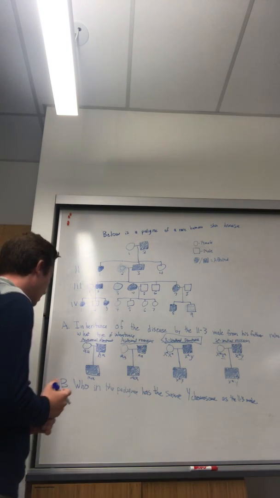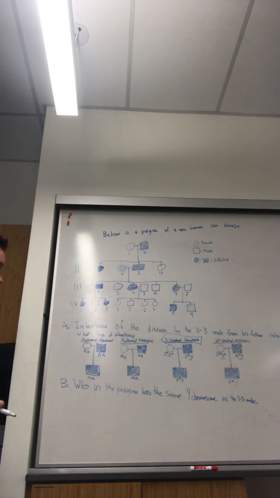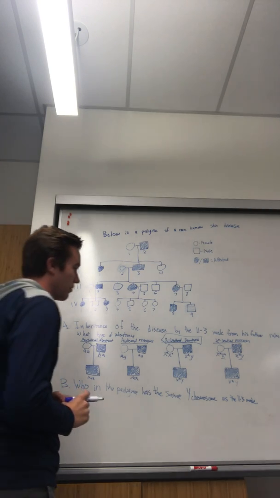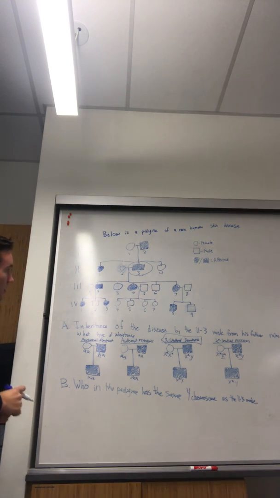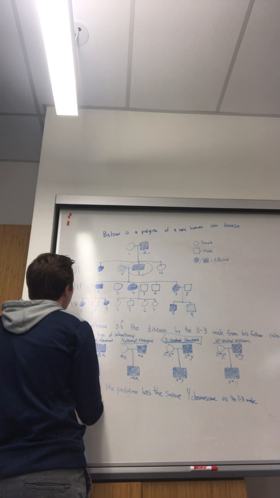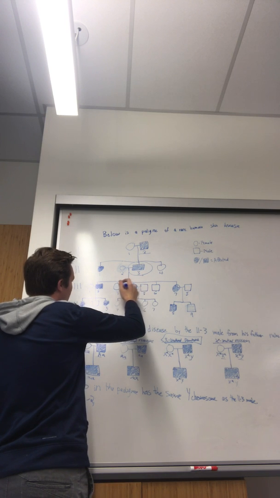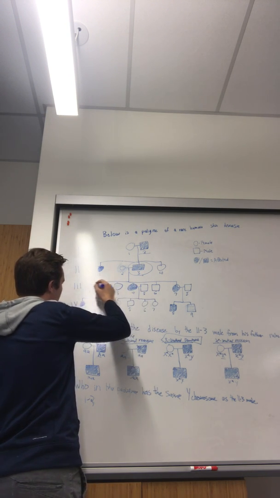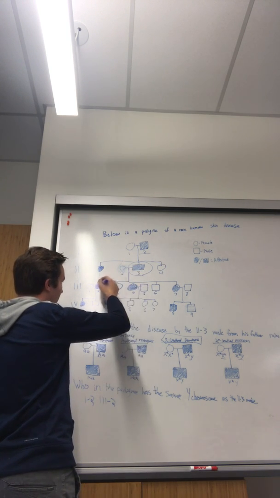Okay, great. And then who in the pedigree has the same Y chromosome as the III-3 male, which is right here? All right. And so in this case, all of the males that are directly related to it will have the same chromosome. So this one, its father will pass it down. So that's 1, 2. Then as we go down, he's going to pass it down to 3, 2, because it has that as an offspring.